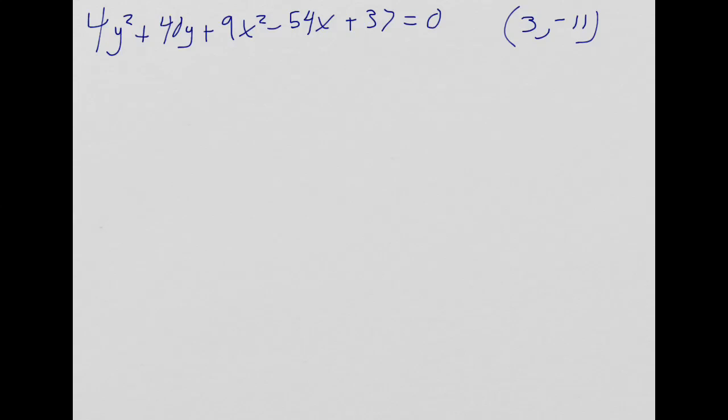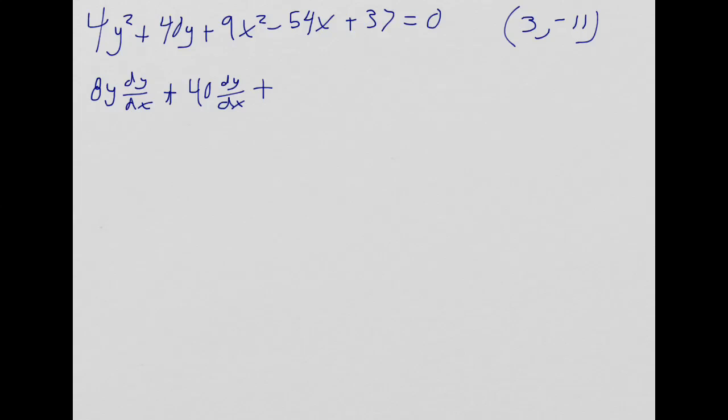So let's take the derivative term by term. The derivative of 4y squared, derivative of y with respect to x, is going to be 8y dy/dx, plus the derivative of 40y is going to be 40 dy/dx. Remember, anytime you take the derivative of y with respect to x, you need to add that dy/dx when you do it to a y term.